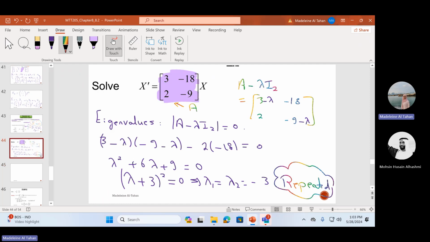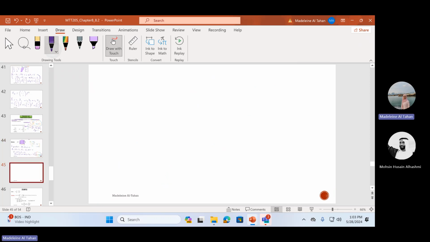Okay, we need to find the eigenvectors now. So the next step, we'll write eigenvectors. How do we find eigenvectors? A minus lambda I equal to 0.